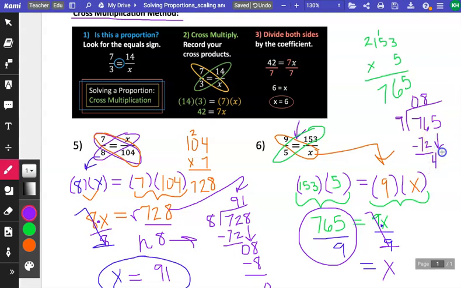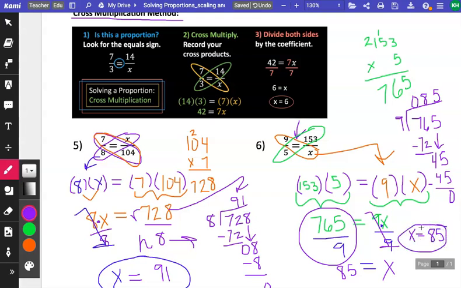You can't ask the question until you bring the 5 down, or you bring a number down. 9 goes into 45 5 times. 5 times 9 is 45, so we subtract 45. We get 0, and there's no more numbers to bring down. So 765 divided by 9 is 85. So x is equal to 85.